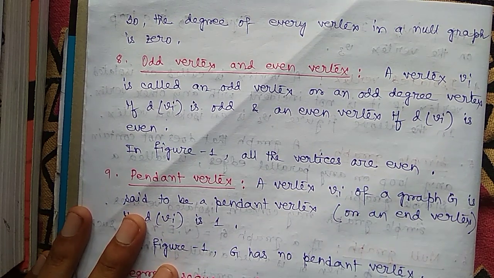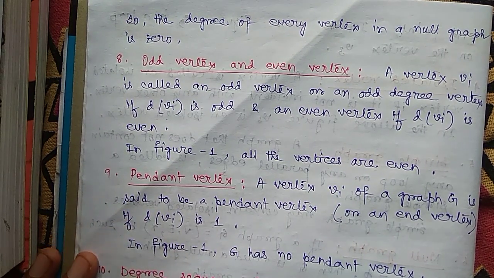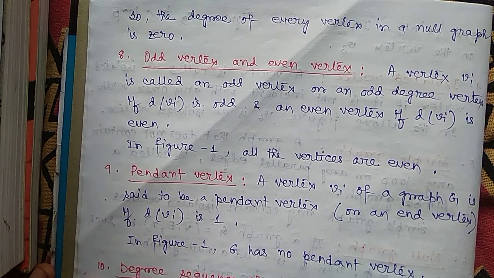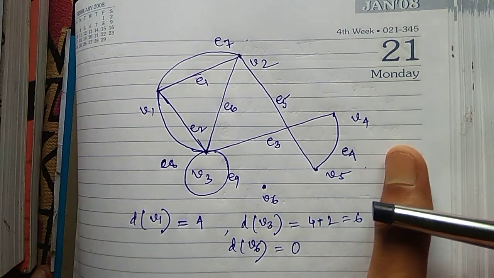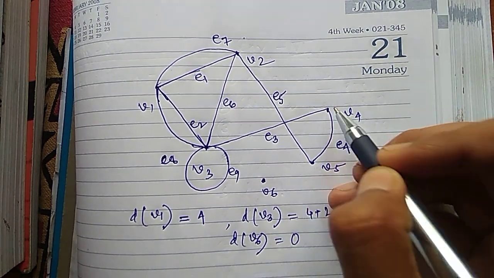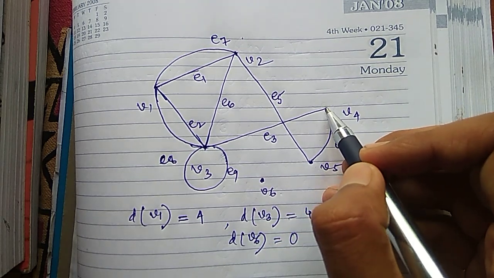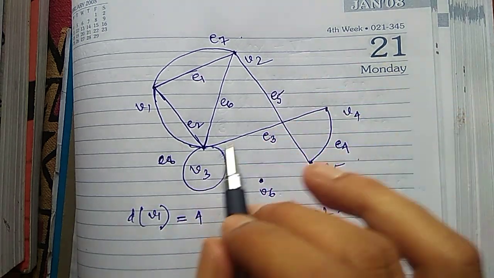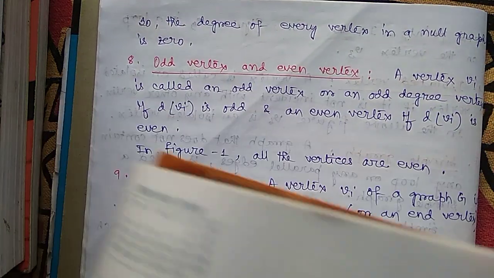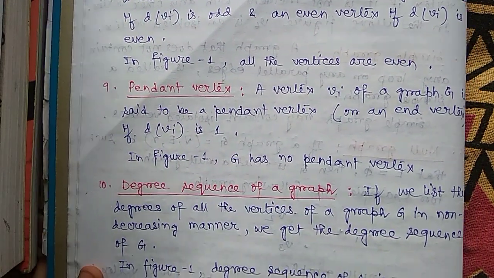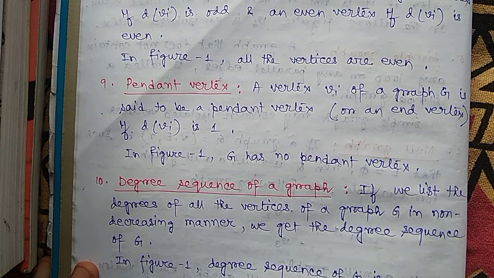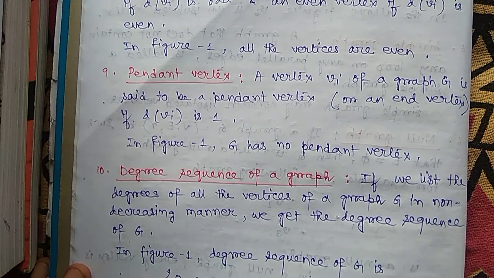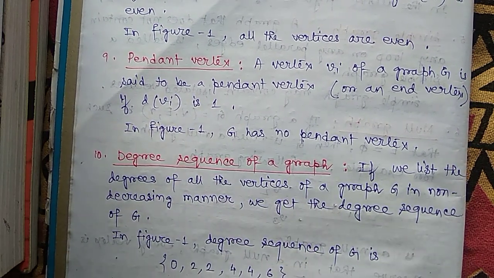Next, odd vertex and even vertex. A vertex vi is called an odd vertex or an odd degree vertex if d of vi is odd, and an even vertex if d of vi is even. In this figure, look, every vertex is of even degree, so every vertex is an even vertex. Okay. Next, pendant vertex. A vertex vi of a graph G is said to be a pendant vertex or an end vertex if d of vi is 1. In the above figure, G has no pendant vertex.